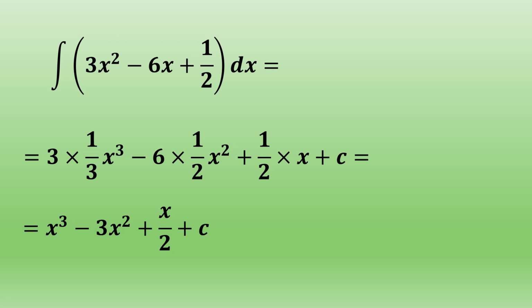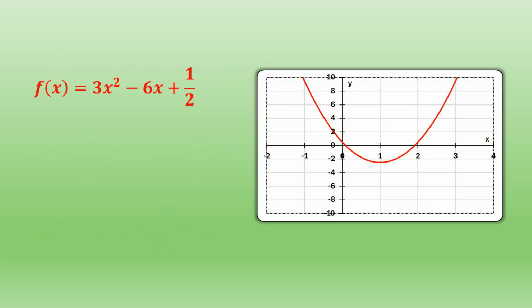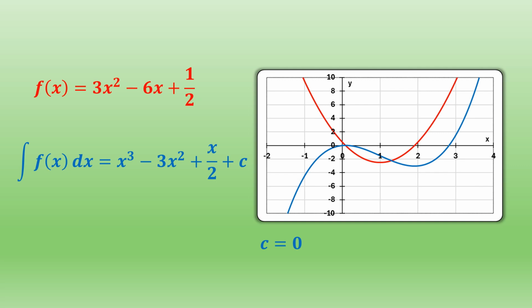Let us visualize this situation. In this picture we can see the graph of our original function. It is a polynomial of the second order, and the graph is a nice smooth curve, a parabola. If we plot its integral in the same graph, we can see many interesting features and relationships between the original function and its integral.